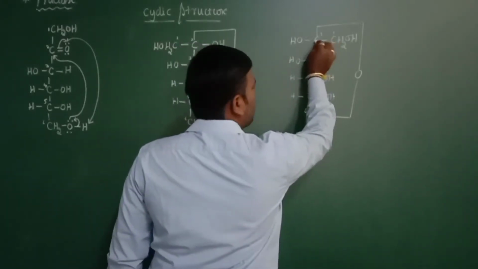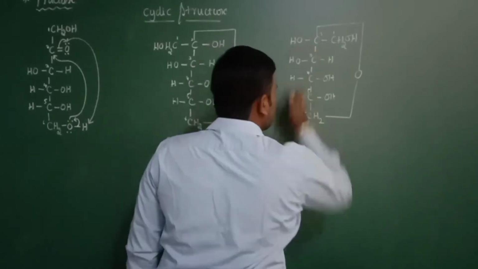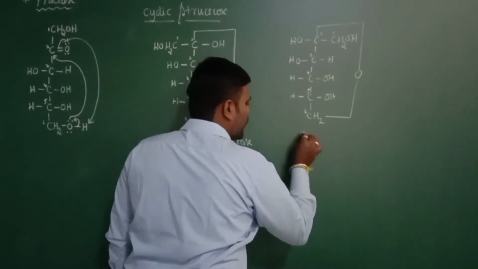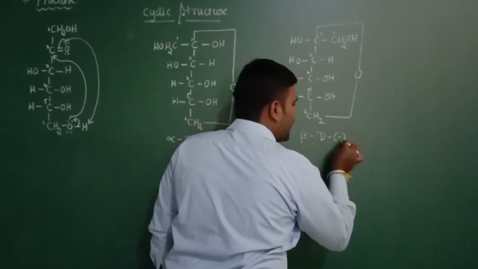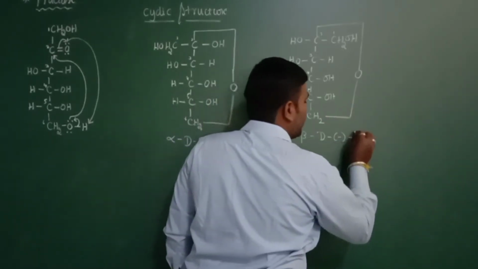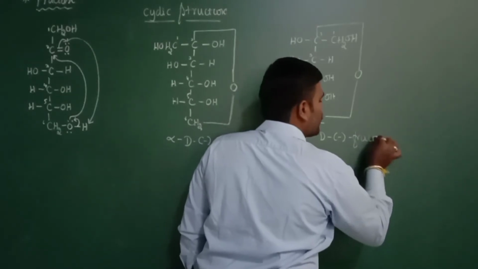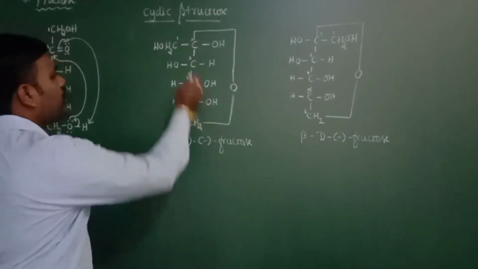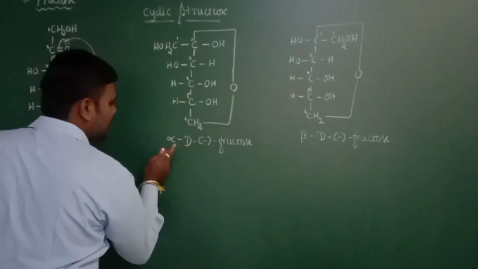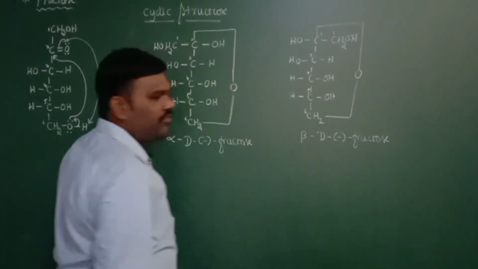At the first carbon atom of the ring, the OH group is present on the left hand side. So it is the beta anomer having D configuration. Optically it is levorotatory, and the material is fructose. So here we have written the cyclic structure of the fructose molecule in both anomeric forms, that is the alpha form as well as the beta form.